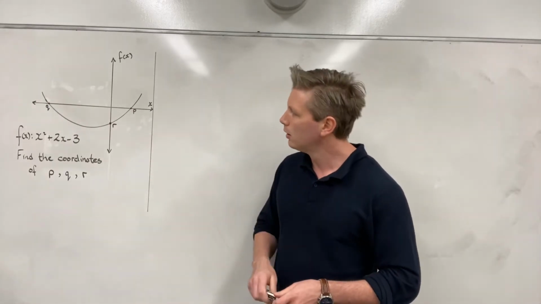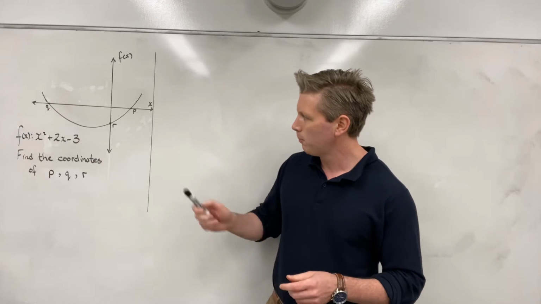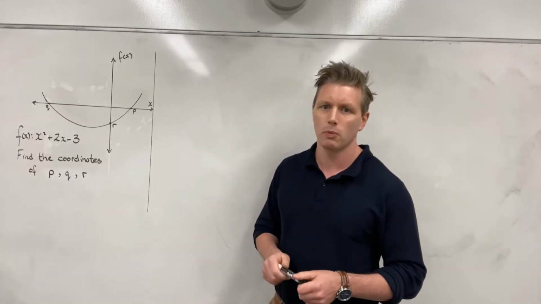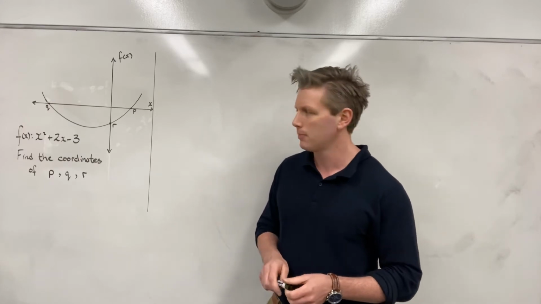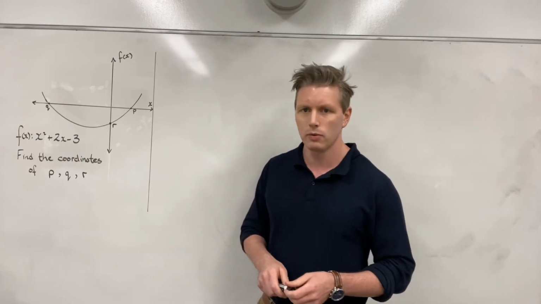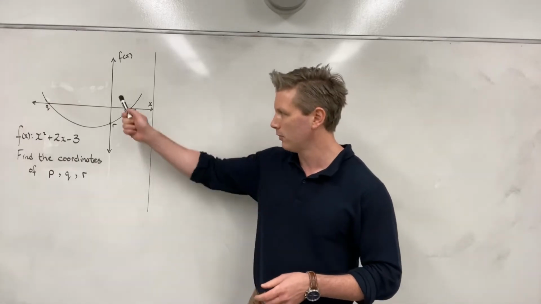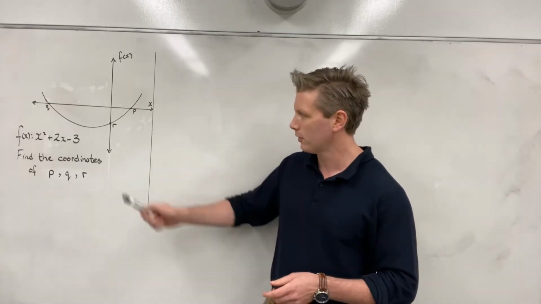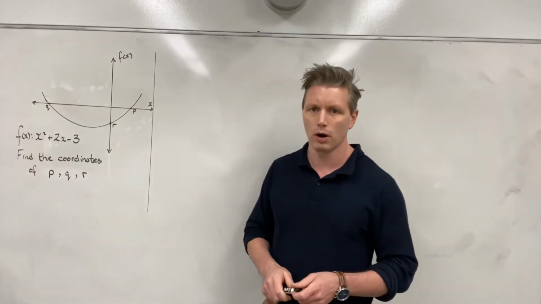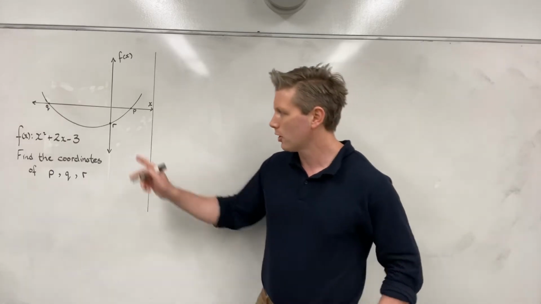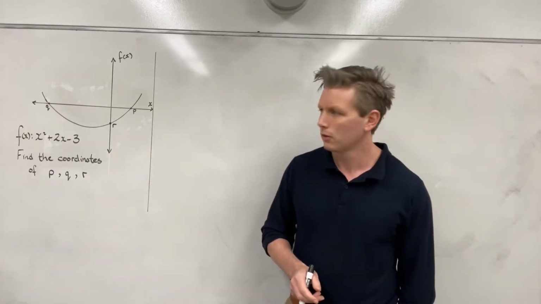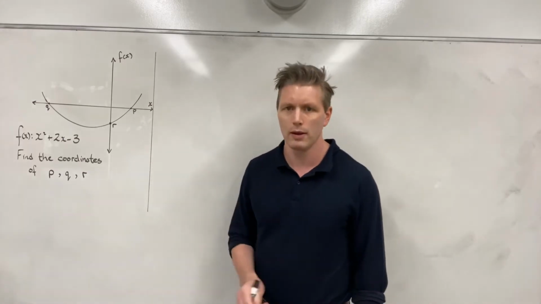Point R is the point where the function crosses the y-axis. We might call that the y-intercept of the function, or the value of the function when x is equal to 0. So when x is equal to 0, the function has this value here, R. Those are the 3 points we're going to be finding today. I'm going to start with finding R, which is the y-intercept.